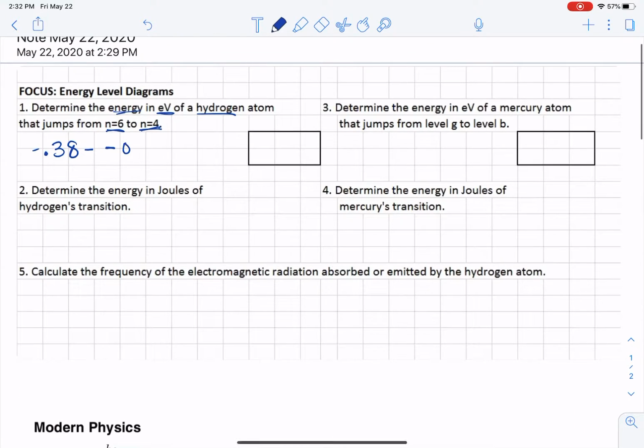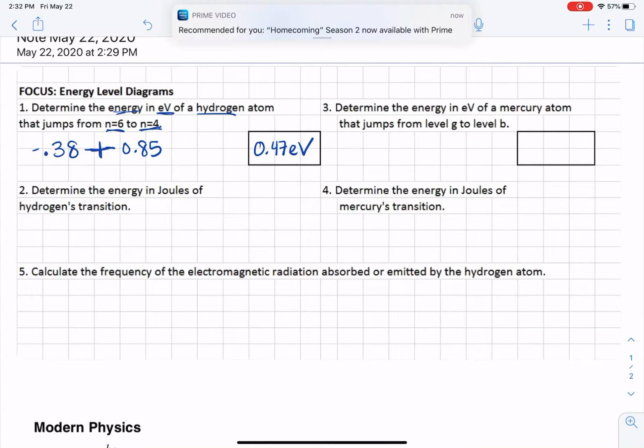So that's going to be negative 0.38 minus negative 0.85. And these are in eV. So you'll see it's a minus, so that becomes a plus. Either way, no matter which way you do this, you're going to want to take the absolute value of this, because energy is a scalar quantity. It doesn't depend on direction. So when you do that, you're going to get 0.47 eV.